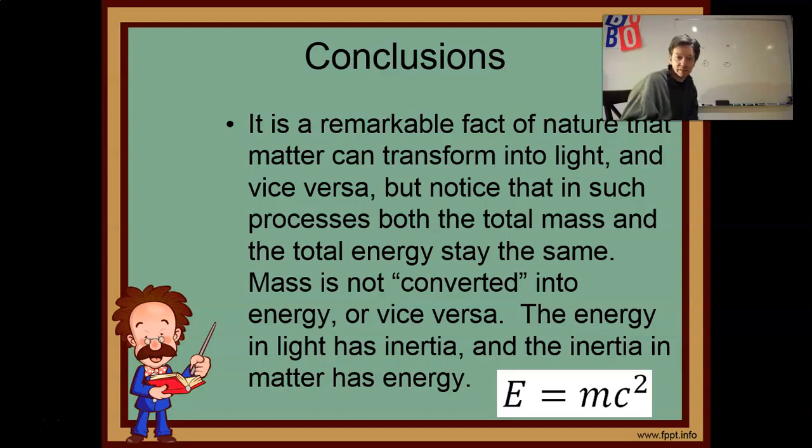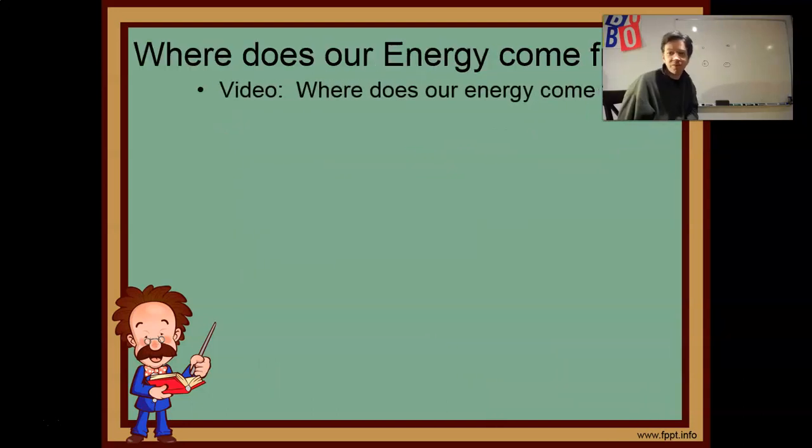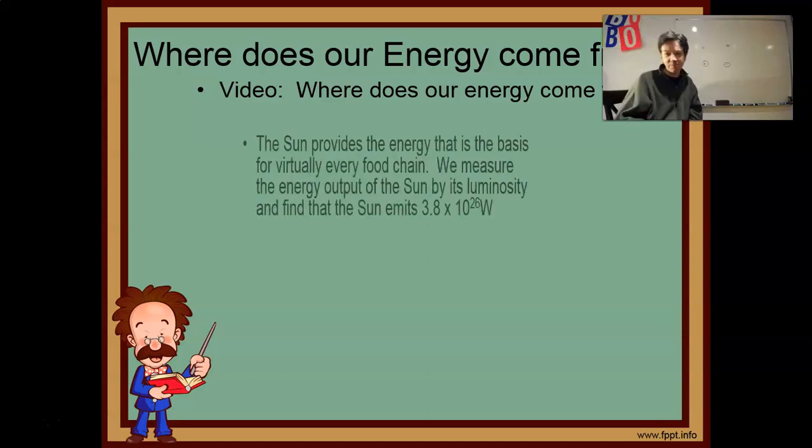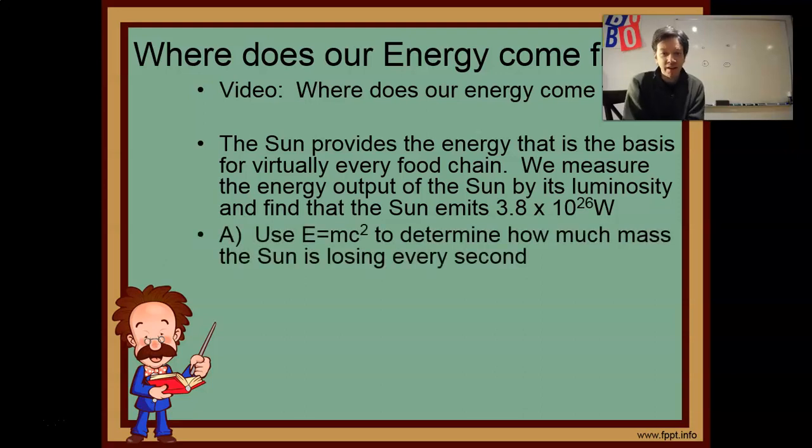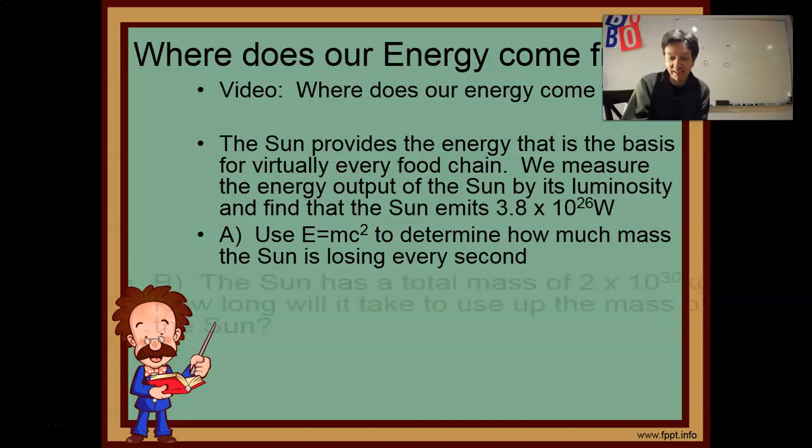All right, so let's go over the question on the back. Question on the back says, the sun provides the energy that is the basis for virtually every food chain. We measure the energy output of the sun by its luminosity and find that the sun emits 3.8 times 10 to the 26 watts. Okay, if you don't remember watts, remember it's work over time, so joules per second. Use E equals mc squared to determine how much mass the sun is losing every second.